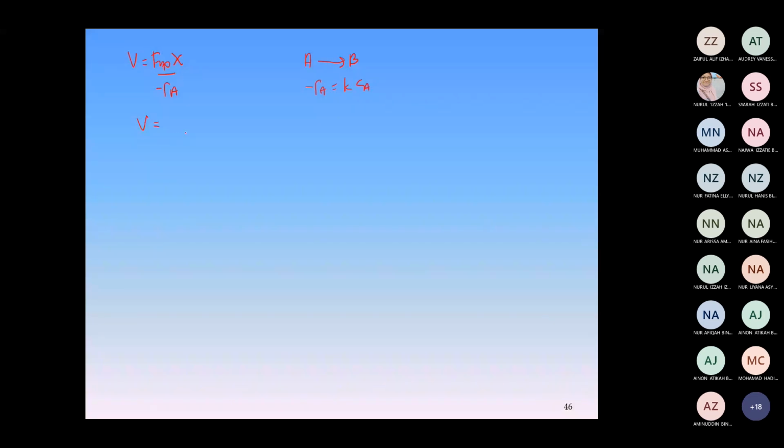So FA naught, we can expand it becoming CA naught V naught times X over this one. So what is CA? It is equal to CA naught (1 minus X), so this one is KCA naught (1 minus X). From here, we can cancel the CA naught, and rearrange it to one side, which is V naught, and then we have a K here, equals X over (1 minus X).